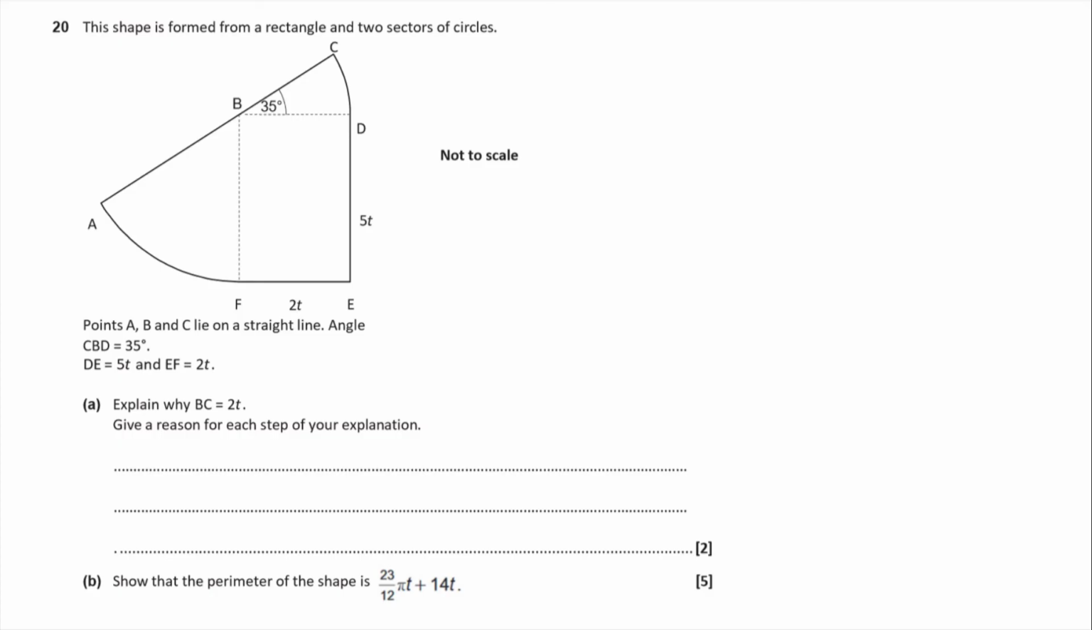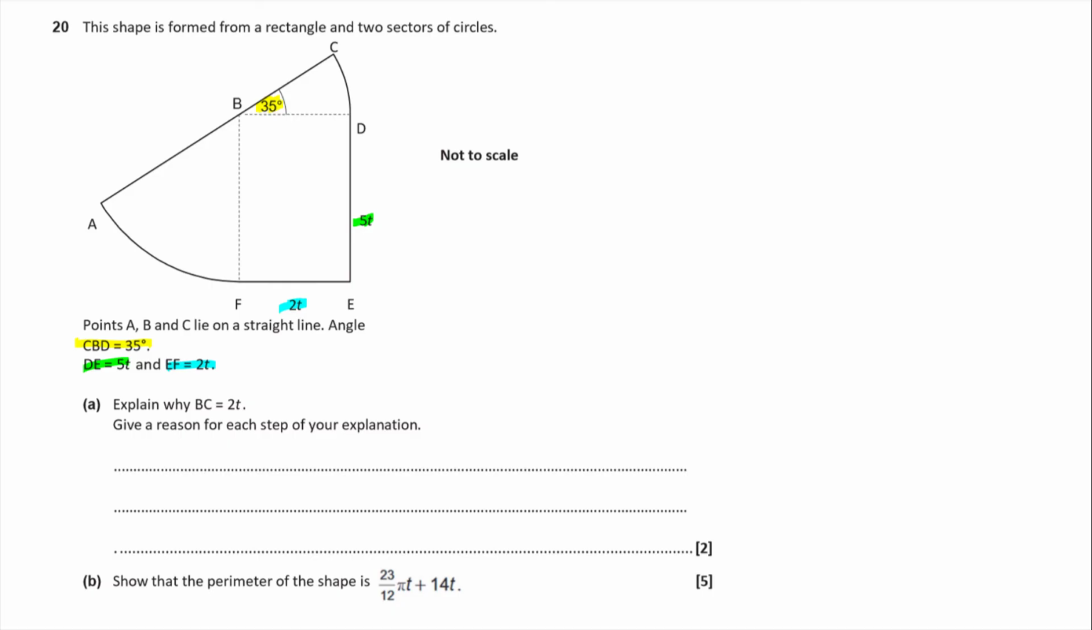Points A, B, and C lie on the straight line. Angle CBD is 35. DE is 5t and EF is 2t. Now, before you do anything, just check all the information in the question that's in written form is on the diagram. So angle CBD is 35. It's there. DE is 5t, that's over there, and EF is 2t. That's also on my diagram. So everything's on there. Always good just to double check though, because sometimes it isn't.